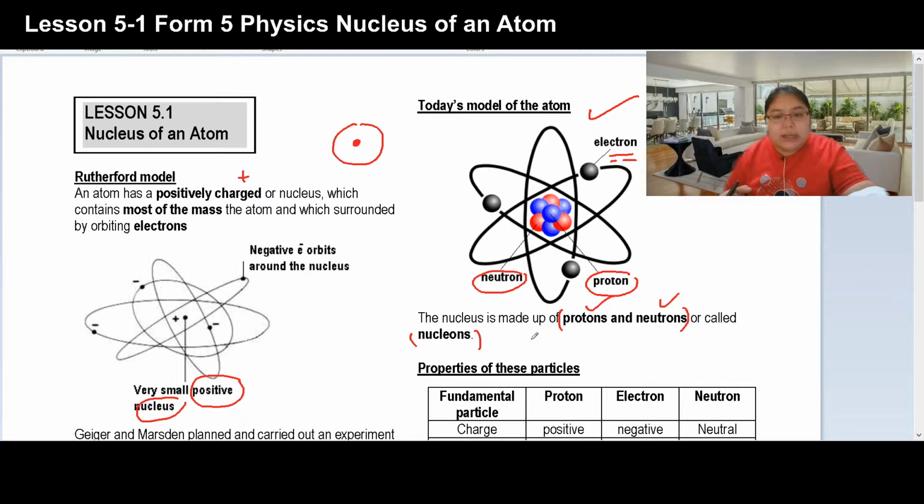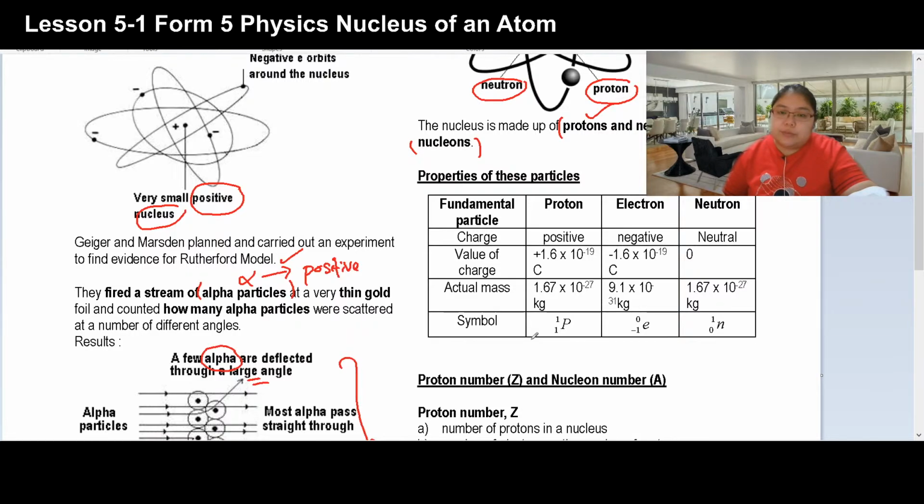So from here we need to see one by one, proton, electron, and neutron, what are the properties? Okay, let's see here. First, we see the charge. Proton is a positive charge. Electron is negative. Neutron is neutral, no charge. Inside the atom the charge will be neutral overall.